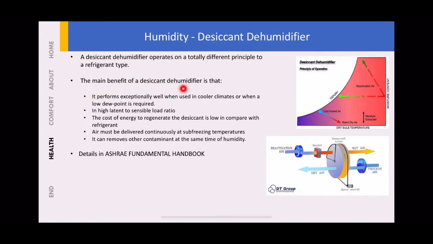The main benefits of a desiccant dehumidifier are that it performs especially well when used in cooler climates or when a low dew point is required, with a high latent to sensible heat ratio. The cost of energy to regenerate the desiccant is low in comparison with refrigerant. Air must be delivered continuously at sub-freezing temperature. It can remove other contaminants at the same time as humidity. That means you must have this placed in a very cold climate, which is very cheap.